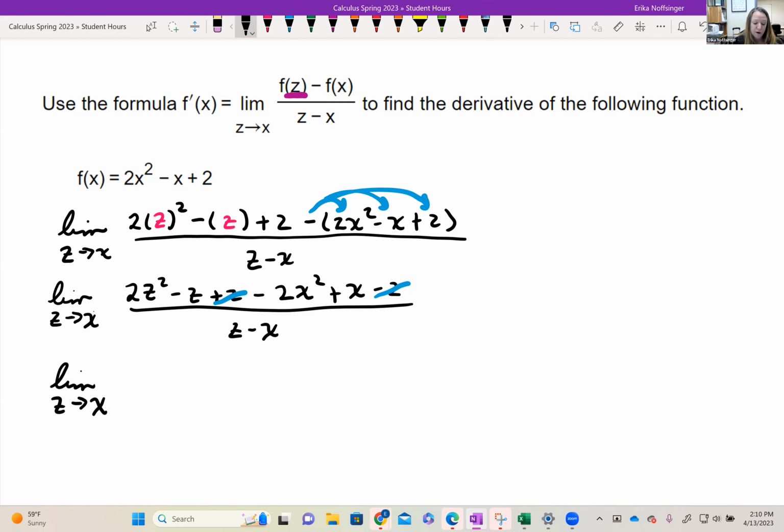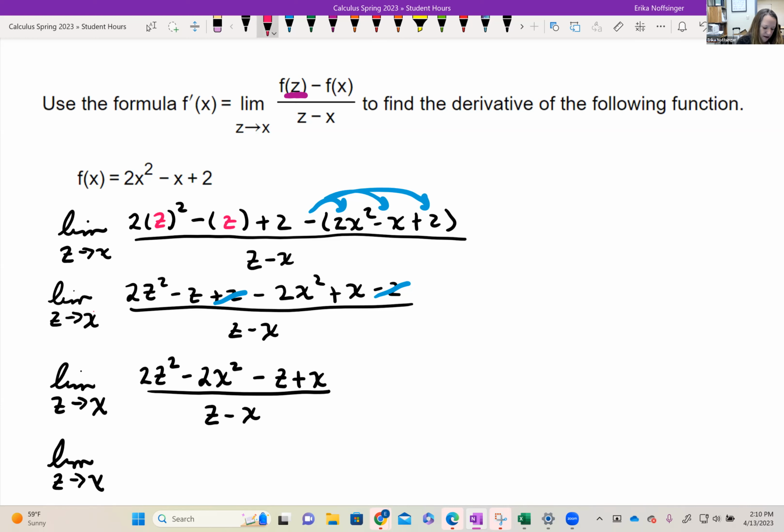So the trick here is to rewrite your terms and then use factoring by grouping. So let's group our squared terms together: 2z squared minus 2x squared. And then the terms that aren't squared, minus z plus x, all over z minus x. So grouping the first two terms together, I can factor out a 2. And factoring out a 2, I'd be left with z squared minus x squared, which I notice right now is a difference of squares, which I'll go back and factor in a second.